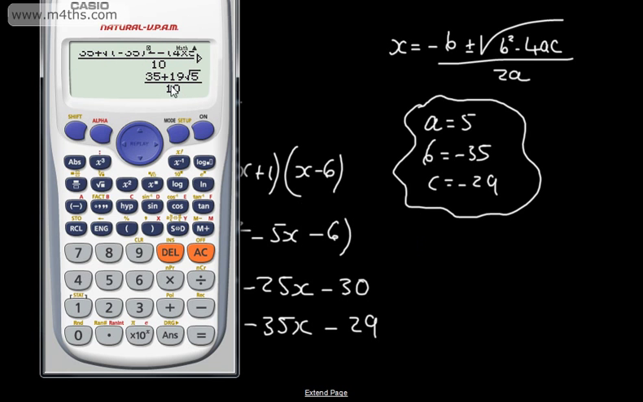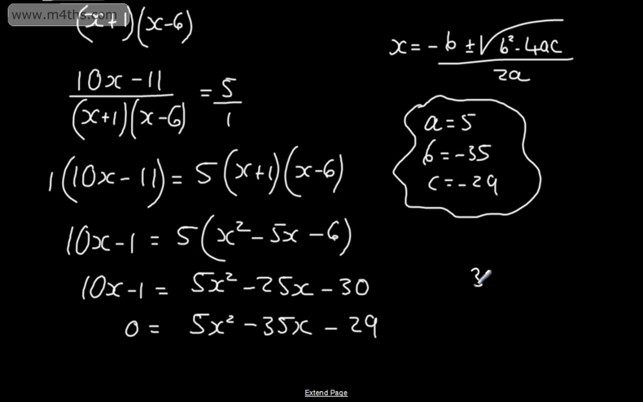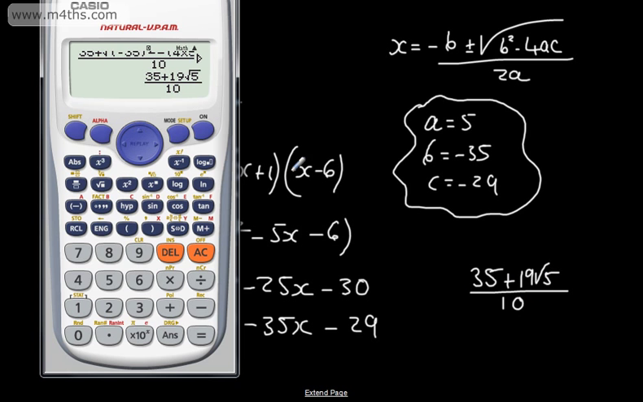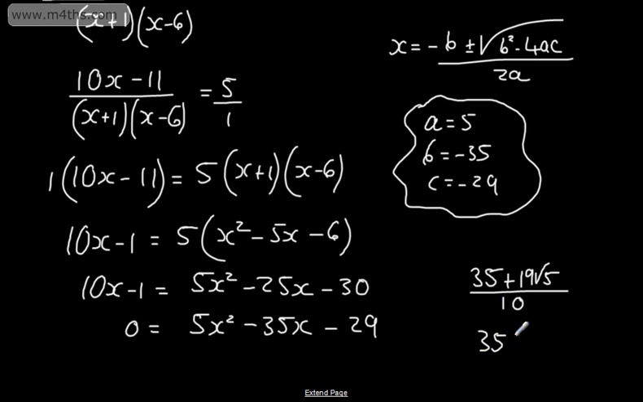And of course the other one is just going to be the negative. So 35 plus, what's that, 19 root 5? 19 root 5 over 10. Let's just check that I've done that right. 19 root 5 over 10. So the other one is going to be now the minus. So 35, then we're going to have minus the 19 root 5 over 10. And generally speaking, at this level, you will be asked to give them to 2 or 3 significant figures or decimal places. So let's see if that works.